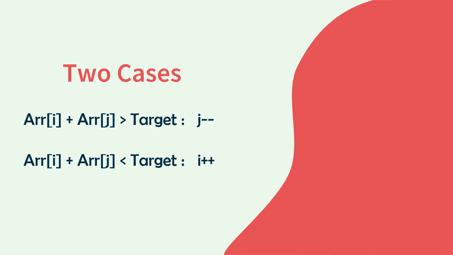And the second case is on adding up array of i and array of j. If we get a value that is lesser than target, the only way we are going to get closer to target is by increasing either array of i or array of j. And we can increase only array of i because j already points to the highest element and i points to the lowest element. So we move the i pointer towards the right so as to get a bigger element. So now let's look at a dry run of the approach.